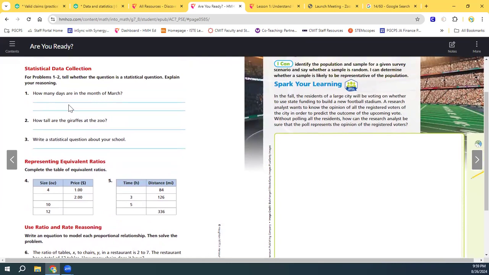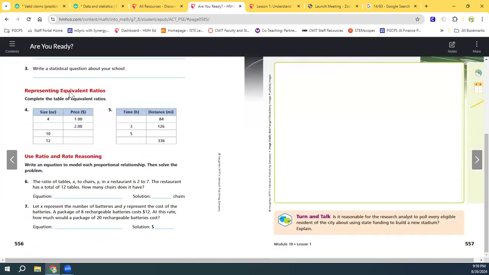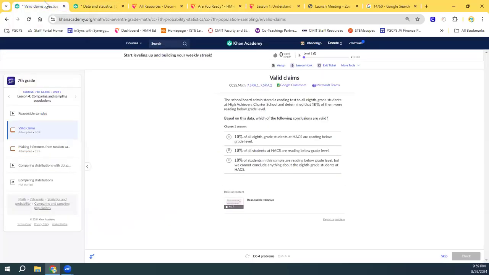So if you feel like you're struggling, you're going to want to go back to these topics and practice them more. And when you get to the textbook, this page 556 is the first thing I want you to do, so we can verify that you're ready with those things.